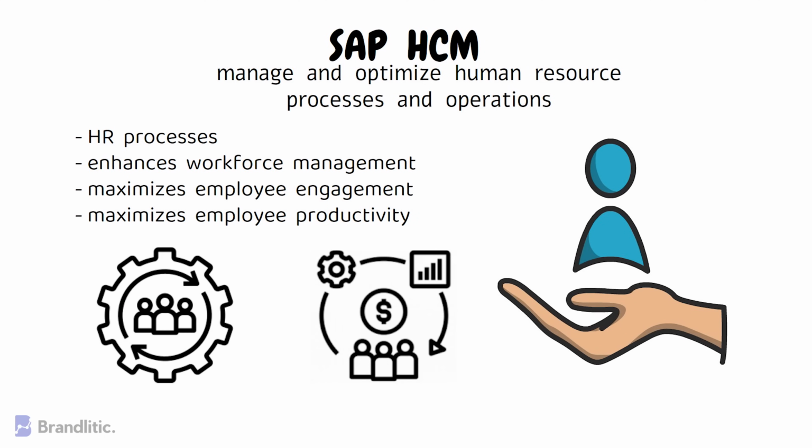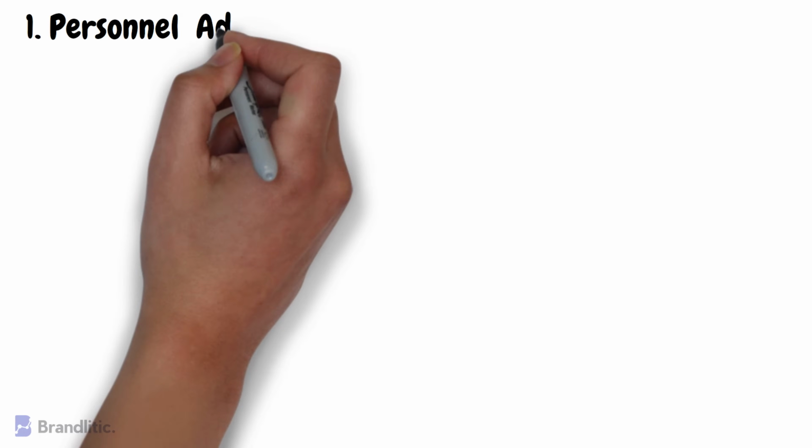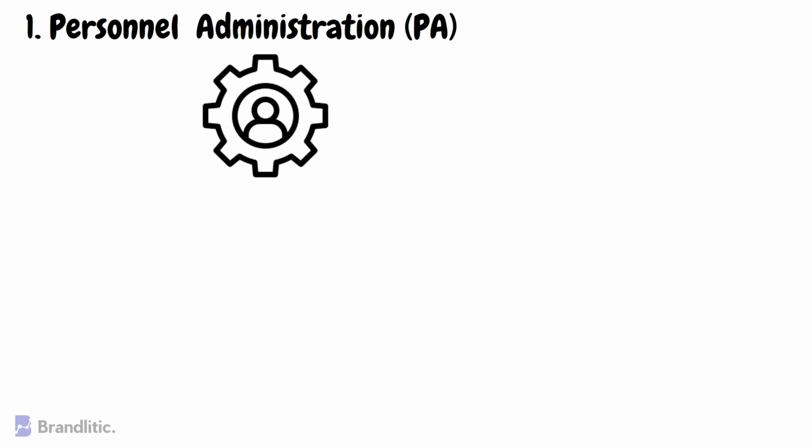Further, SAP HCM contains many submodules, and all these modules are integrated with each other. Each submodule has unique features and capabilities that support different aspects of HR management. In essence, some of the key SAP HR submodules include: Number 1. Personnel Administration. It is the core submodule of SAP HCM and serves as the foundation for other modules.